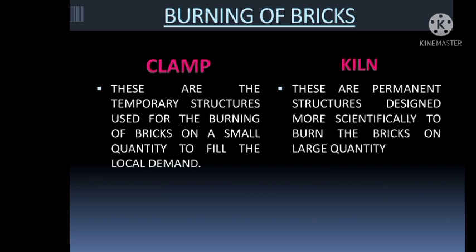In burning of bricks, there are two types: clamp and kiln. Clamps are temporary structures used for burning a small quantity of bricks to fill local demand. Kilns are permanent structures designed more scientifically to burn bricks in large quantity.